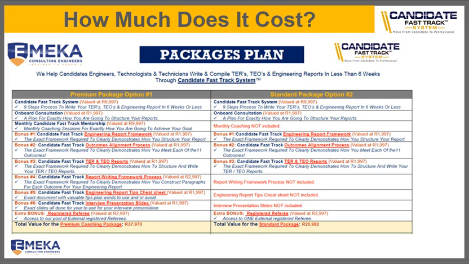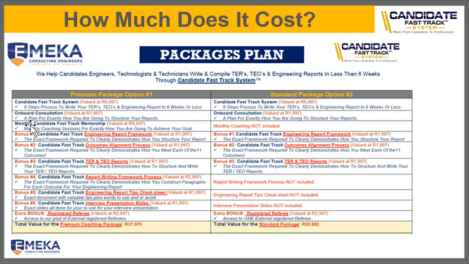Now the question is, how much does it cost? Okay, so we've got a premium package and a standard package. The candidate fast track system is valued at 9,997. It is a 9-step process to write your TARs, TOs, and engineering report in 6 weeks or less.